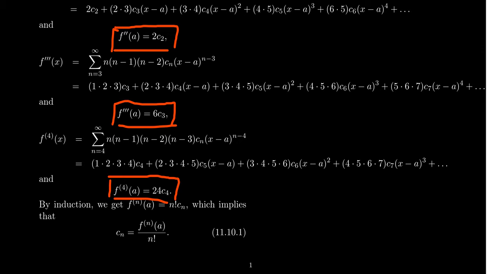So generally speaking, we're going to get the following equation. The nth derivative of f evaluated at a will equal n factorial times cn. If you divide both sides by n factorial, we get the very important equation right here. Cn equals the nth derivative of the function evaluated at a divided by n factorial. And so this gives us the formula for the coefficients of the power series representation if it has one.